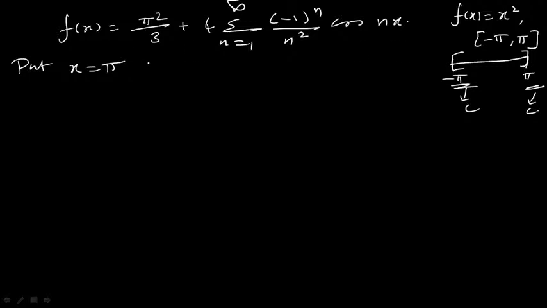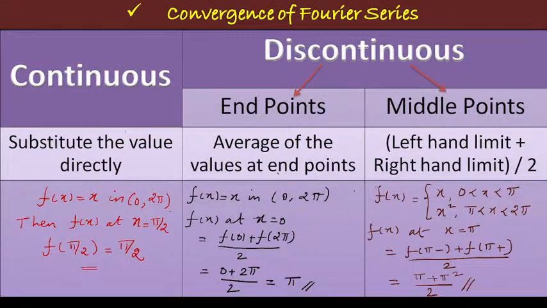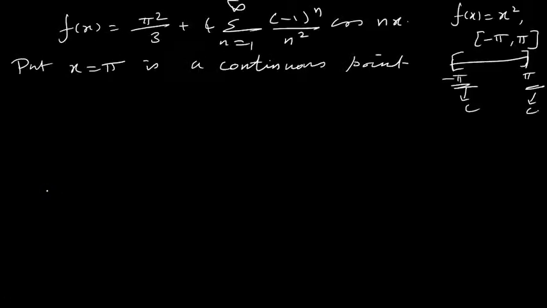So x equal to pi is a continuous point. If it is a continuous point, what do we have to do? As we already discussed under convergence of Fourier series, if it is a continuous point, we substitute the value directly. The link is given in the description box, for more details you can refer to it. So the point is continuous, and you substitute the value directly to get the value of the function at that point. That is what we are going to follow. So x equal to pi is a continuous point, and now I am going to replace the value of x by pi.